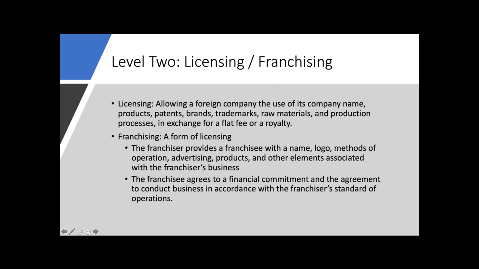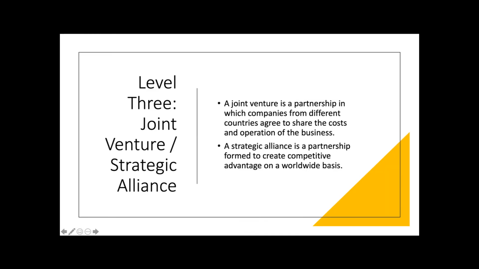Now, you may say, well, okay, I'm not so sure I want to just collect franchising fees. At that point, some folks go to level 3. Level 3 is forming a true joint venture or a strategic alliance, which is a true partnership in which companies from different countries agree to share the costs and the operation of the business. This can be a wonderful thing, joint ventures and strategic alliances.